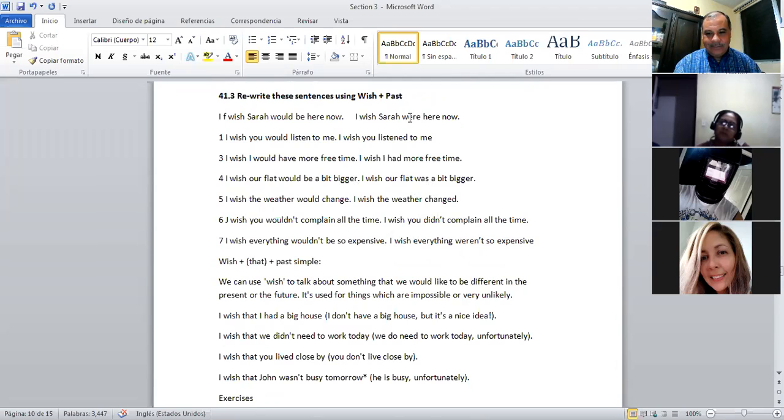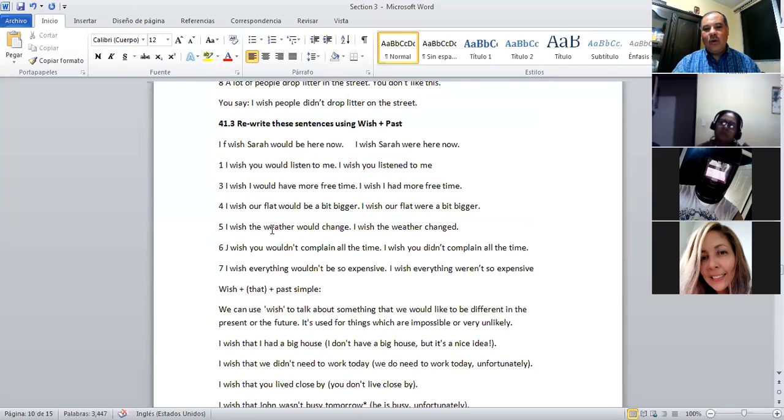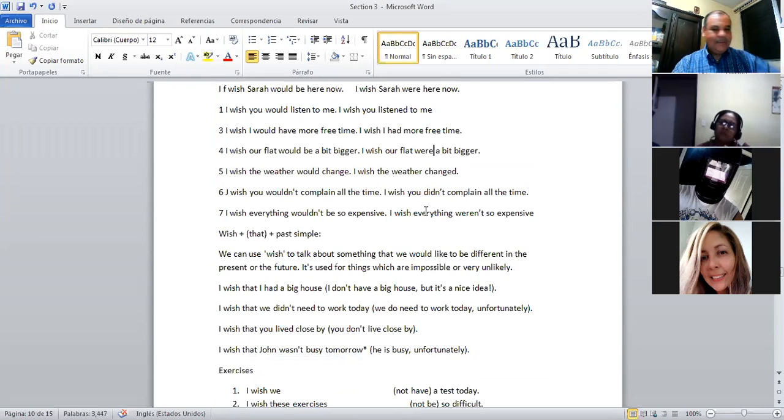Is that clear? All the time we want to use were, teacher. Only when we work with wish and with conditionals. For example, if she were, if we were. With conditionals and with wish, we always use were. I wish our flat were a bit bigger, always. When you work with the verb be, you have to use were, with wish and with conditionals, okay?